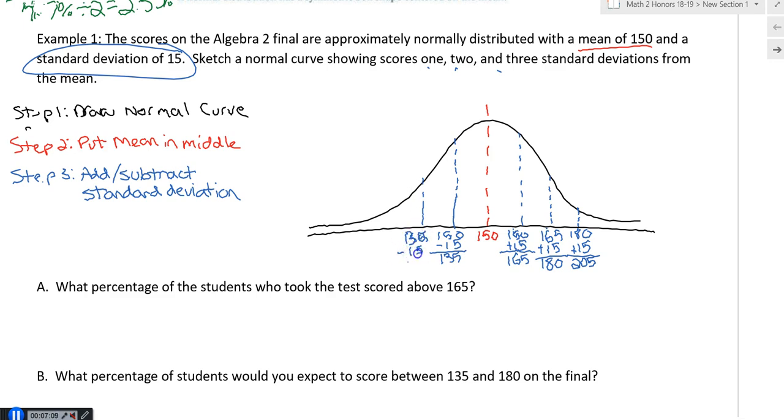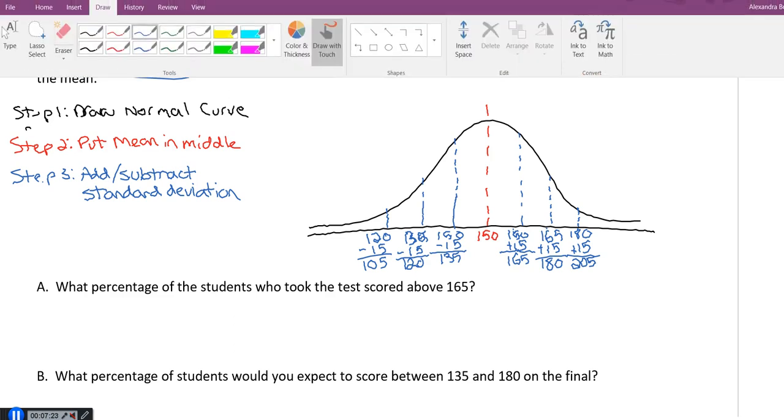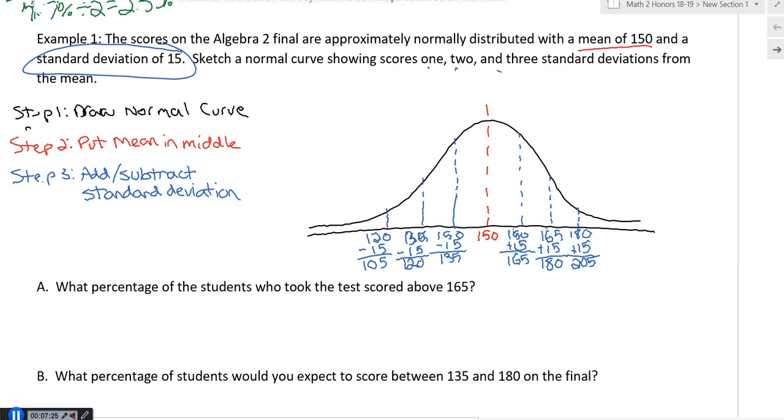135 minus 15 is 120. 120 minus 15 is 105. Okay. And then step 4, final step for this part of it. Put in percentages.